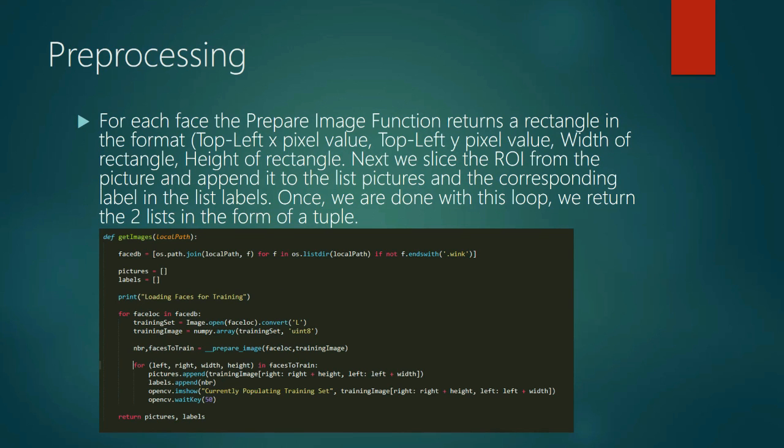For each face, the prepareImage function returns a rectangle in the format of top left x pixel value, top left y pixel value, width of the rectangle, and height of the rectangle. Next, we slice the region of interest from the picture and append it to the list pictures and the corresponding label to the list labels. Once we are done with this loop, we return the two lists in the form of a tuple.